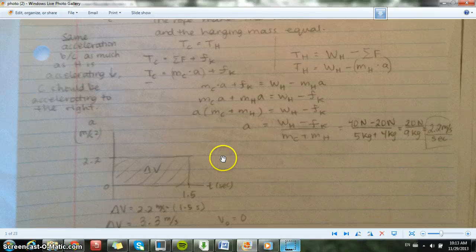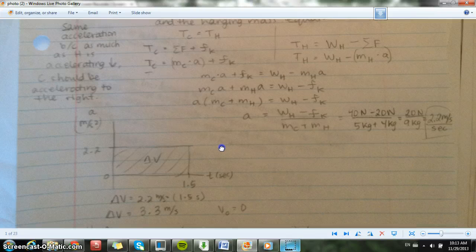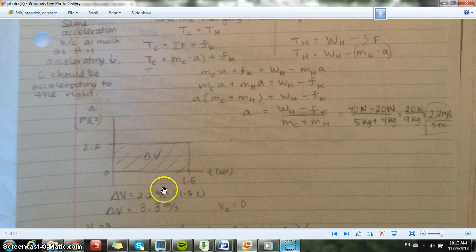Now we can draw our acceleration-time graph, and the area under the acceleration-time graph is going to be our change in velocity. So we get 3.3 meters per second. That means if our initial velocity was 0, then our final velocity was 3.3 meters per second.